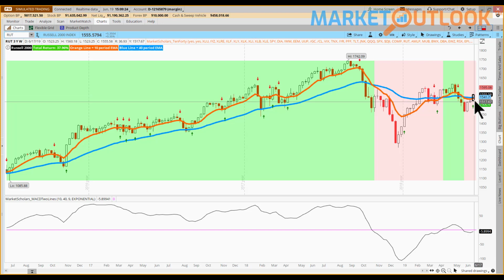Price has crossed over both moving averages, but the moving averages haven't crossed yet because, of course, moving averages are lagging indicators. So that could happen, by the way, as soon as next week or potentially the week after that, assuming that the Russell 2000 continues to go up at a healthy pace.